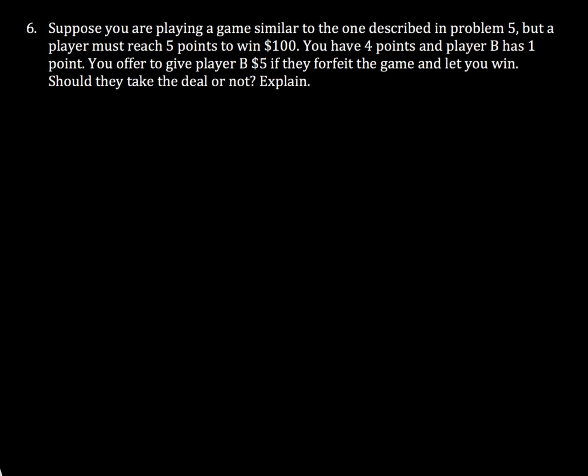Now in the next problem, we put a little wrinkle in there. We said, well, what if, same game, but now they're playing to 5 points to win $100, right? First to 5 wins $100. You have 4 points, and player B has 1 point. You offer player B, you say, okay, I'll give you $5 if you walk away, and then I win the $100. Right? So you'd basically be gaining $95 in that situation.